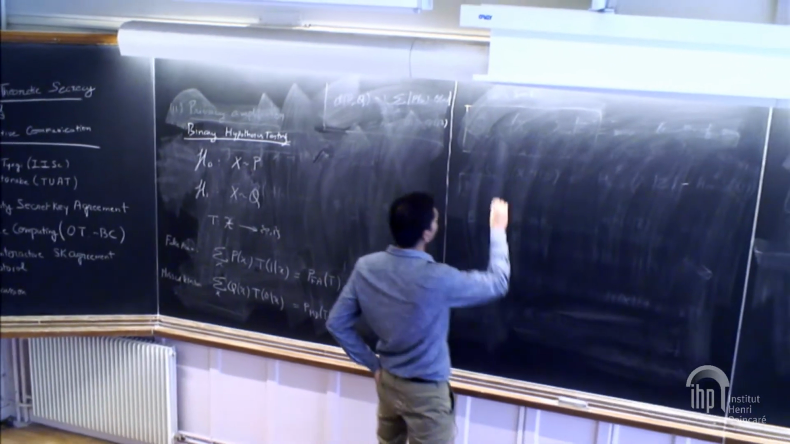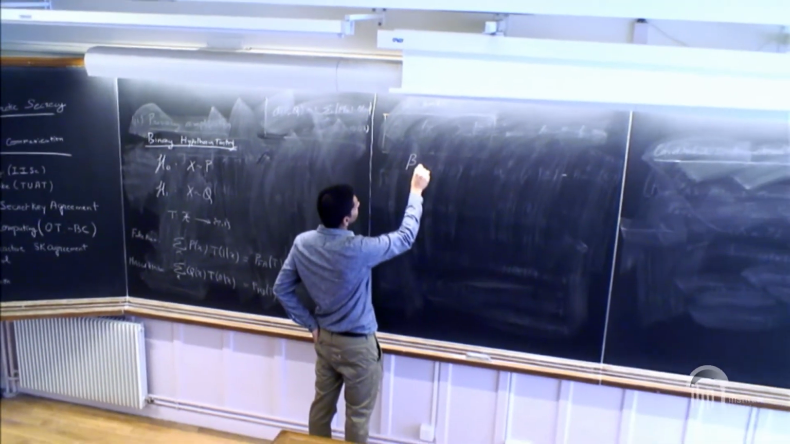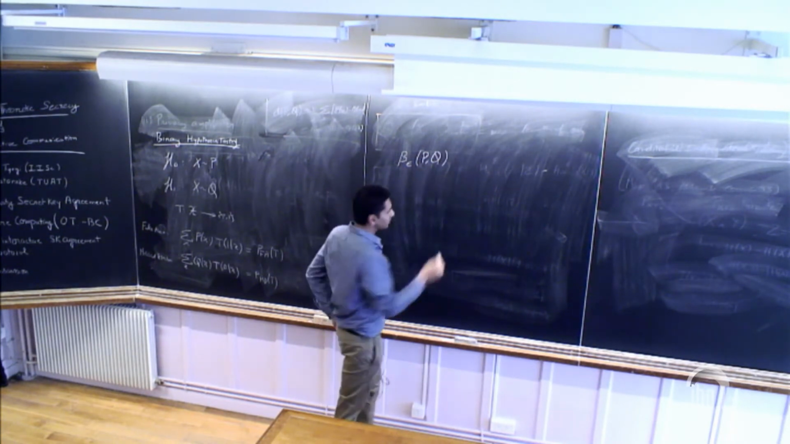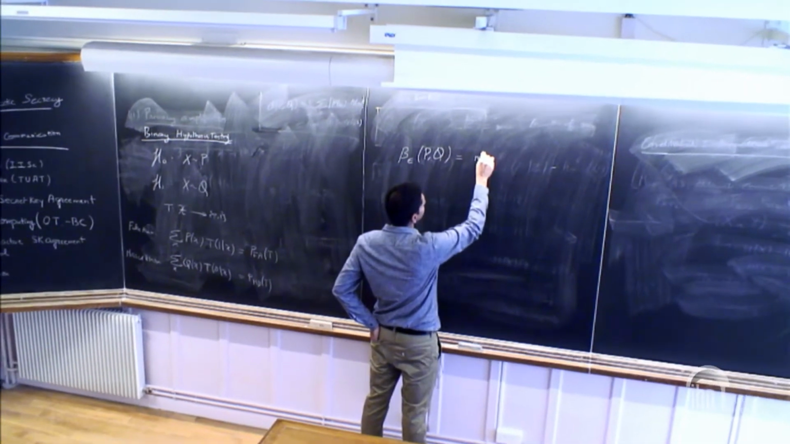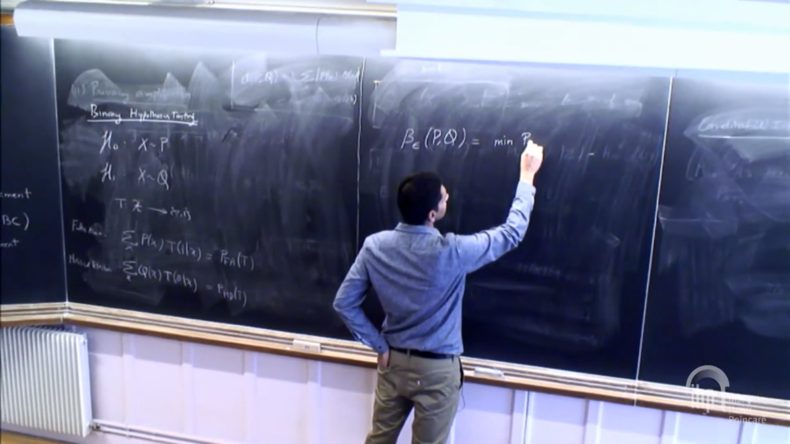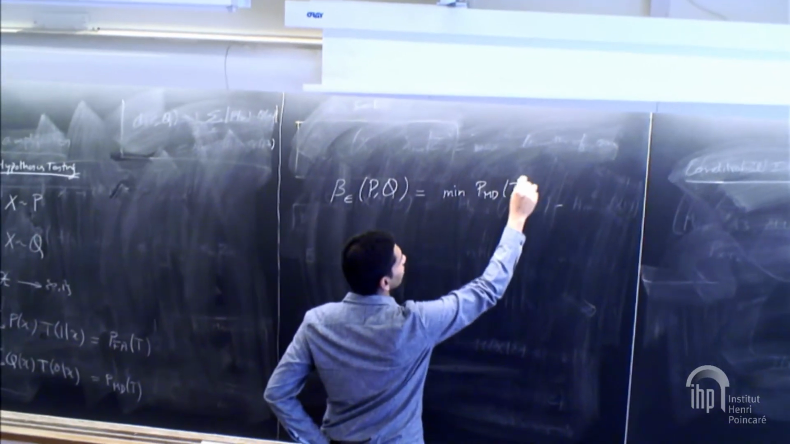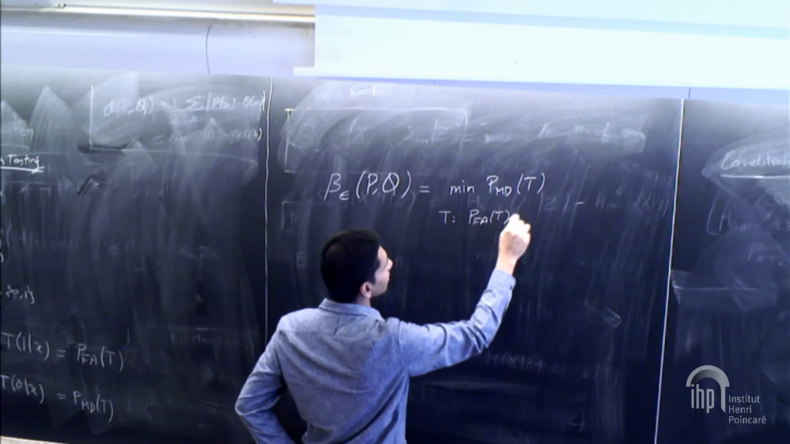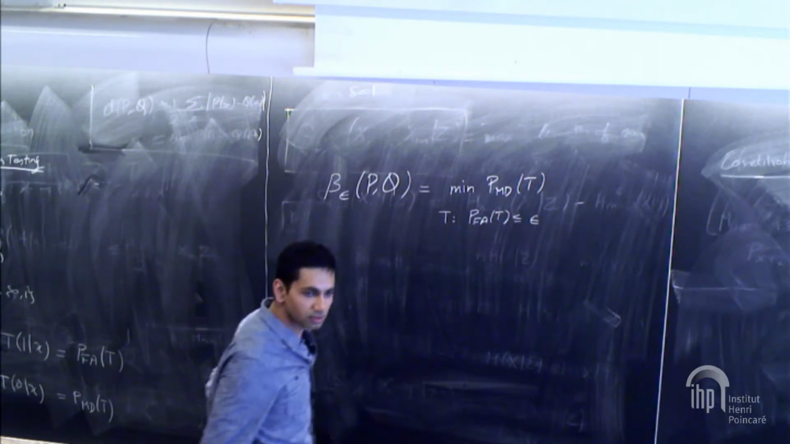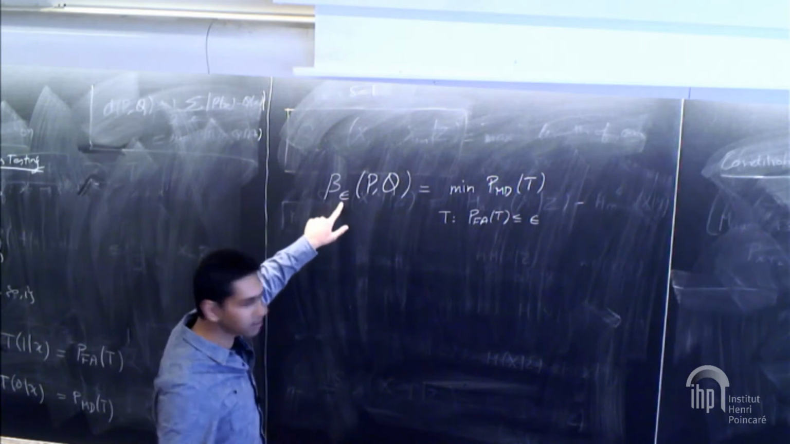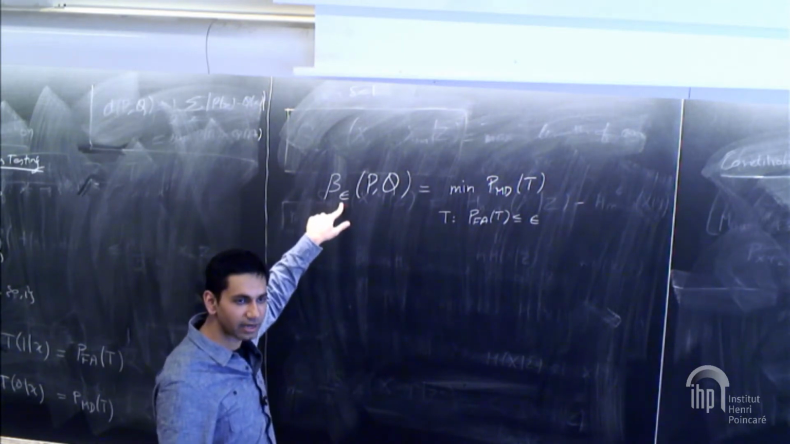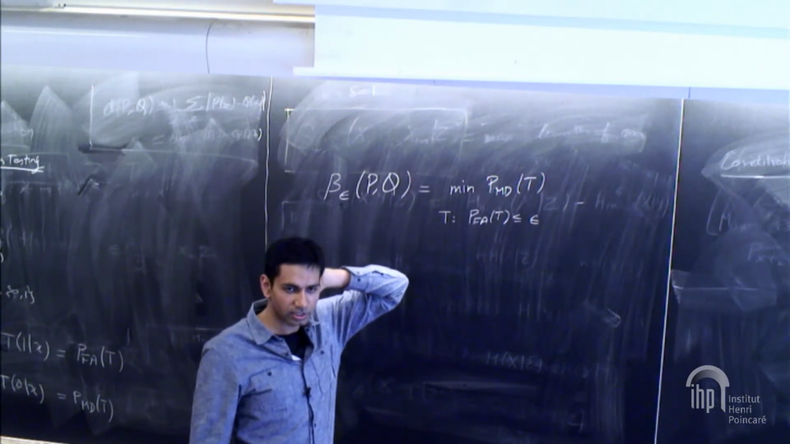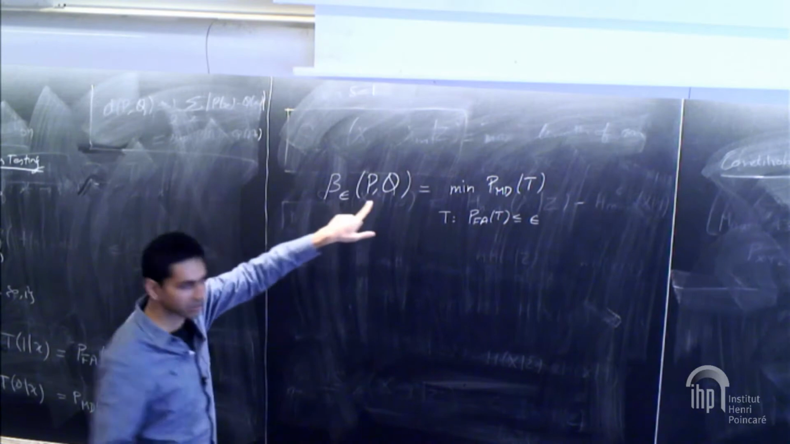So what are we after? We are after this quantity beta epsilon PQ. It is the minimum probability of misdetection over all tests such that the false alarm for that test is less than or equal to epsilon. So I want some reasonable guarantee for the false alarm. With that guarantee, what is the minimum probability of misdetection that I can give? That's this beta epsilon PQ.